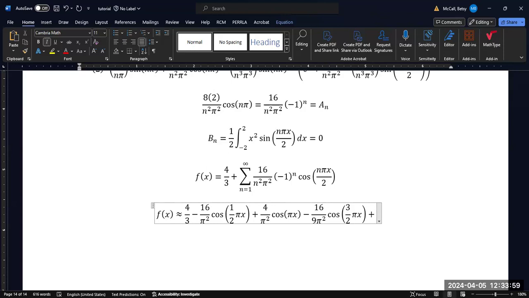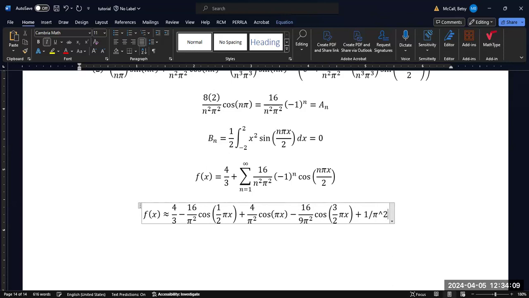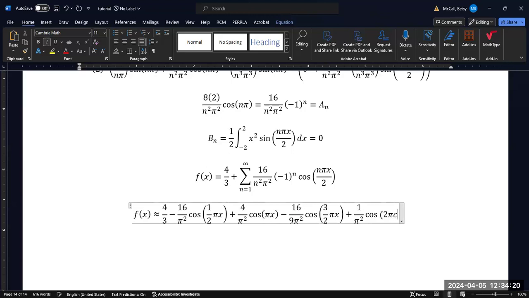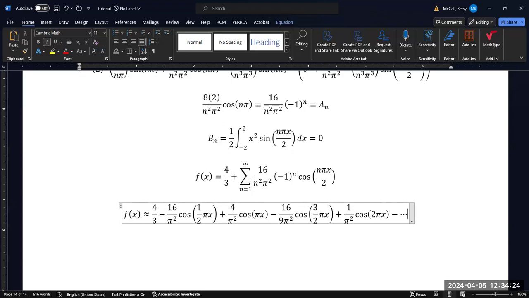And then when n is 4, it'll be 16 over 16, so 1 over pi squared cosine of 2 pi x, dot dot dot. Now let's see how we do on the graph.